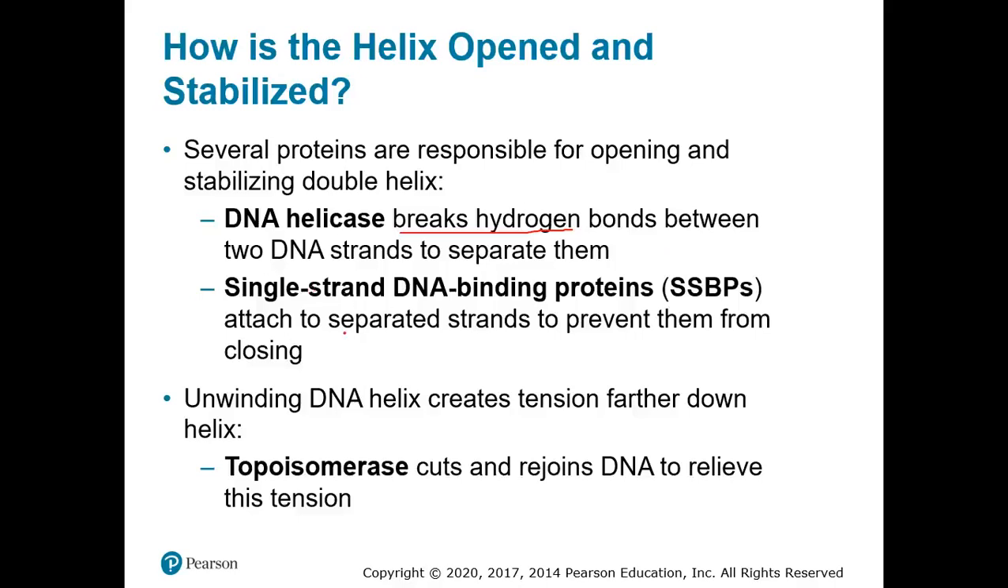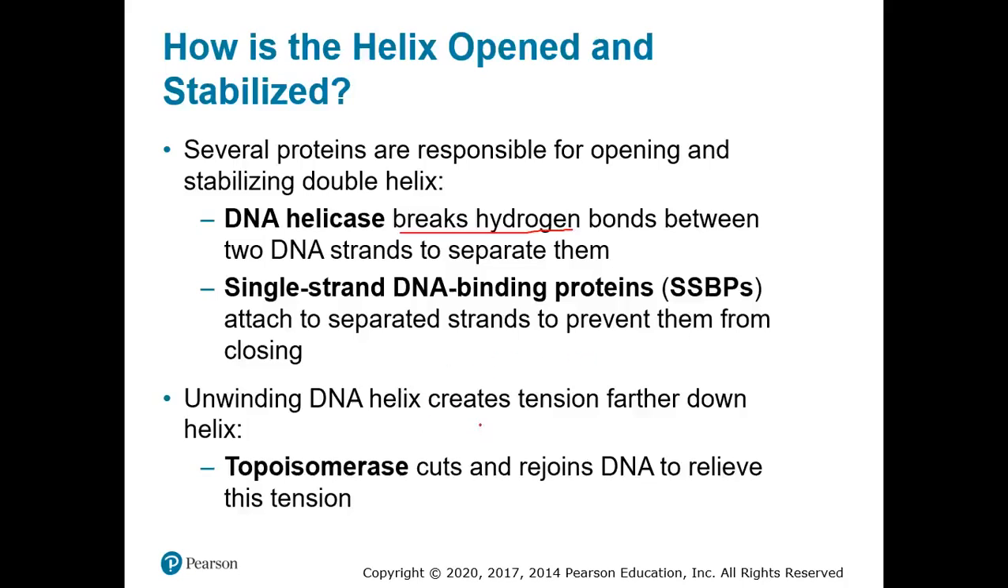Now, once we are separated, okay, our strands don't like to be separated. They want to be joined together. So we have to attach something called single-strand binding proteins, okay, SSBPs. And they are going to attach to those strands that we just separated, and keep them from closing. Okay, it's going to keep them from snapping back together.